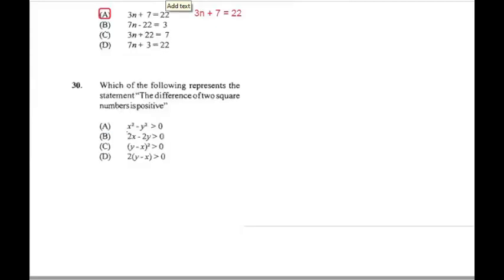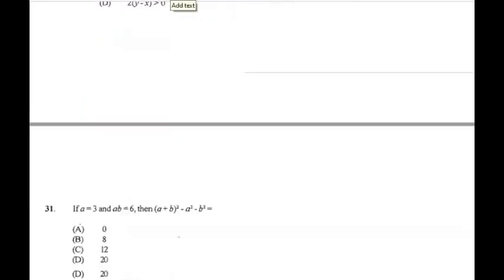So 30, which of the following represents the statement the difference of two square numbers is positive? So if you know the theory behind the difference of two squares, you will automatically be able to identify that our answer is A, which is the difference, meaning subtraction, minus, the difference of two squares. So our answer for 30 is A.